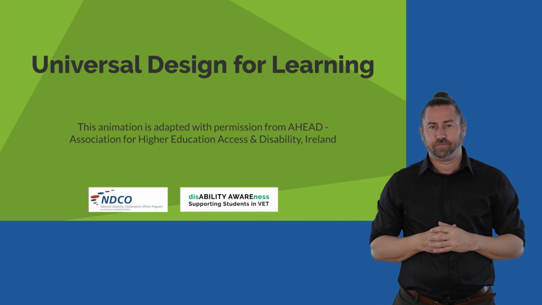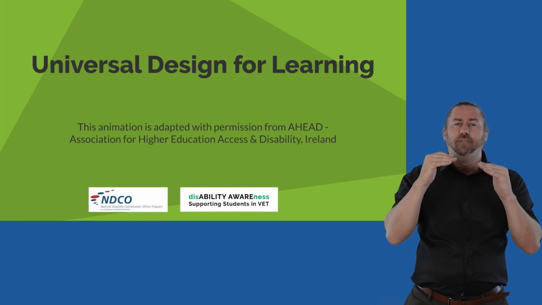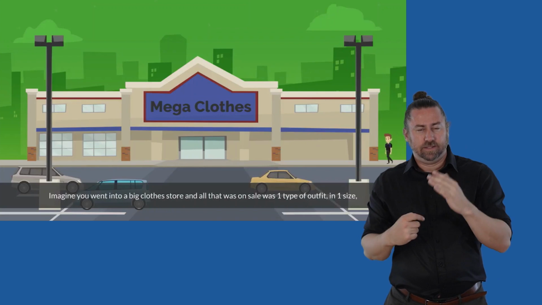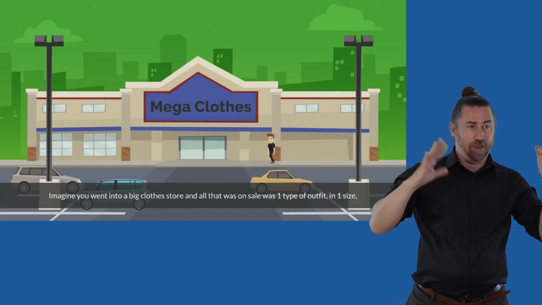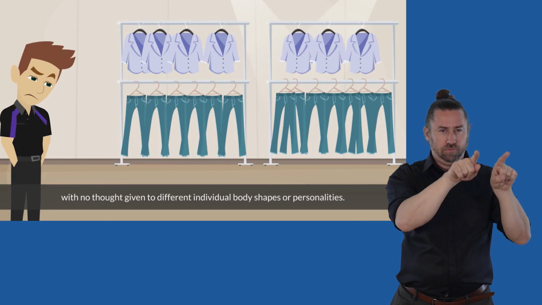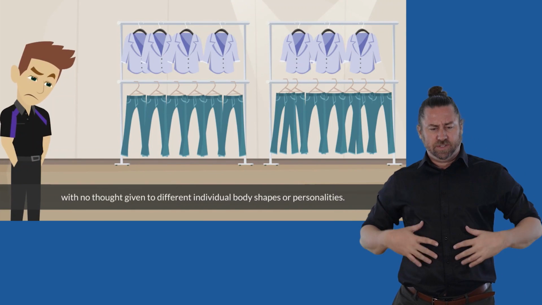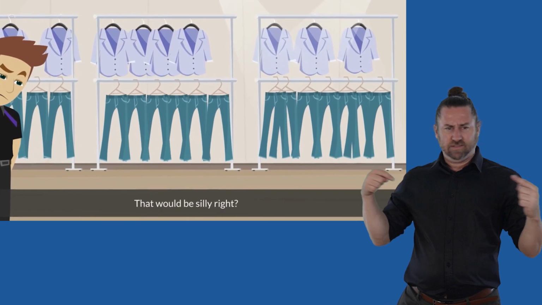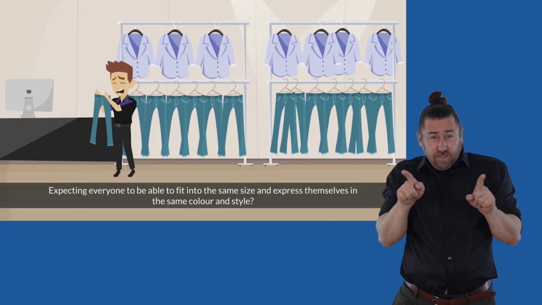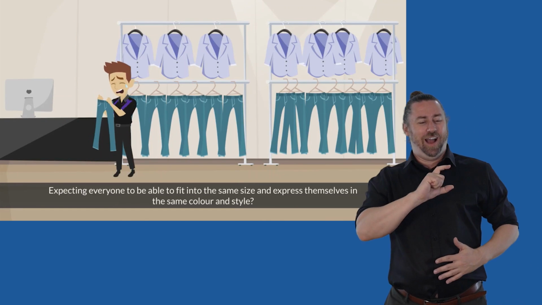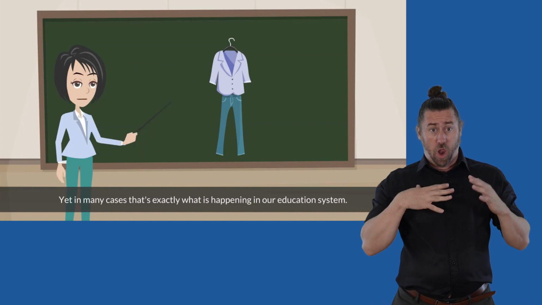Universal design for learning. This animation is adapted with permission from AHED, Association for Higher Education Access and Disability, Ireland. Imagine you went into a big clothes store and all that was on sale was one type of outfit, in one size, with no thought given to different individual body shapes or personalities. That would be silly, right? Expecting everyone to be able to fit into the same size and express themselves in the same colour and style. Yet in many cases, that's exactly what is happening in our education system.